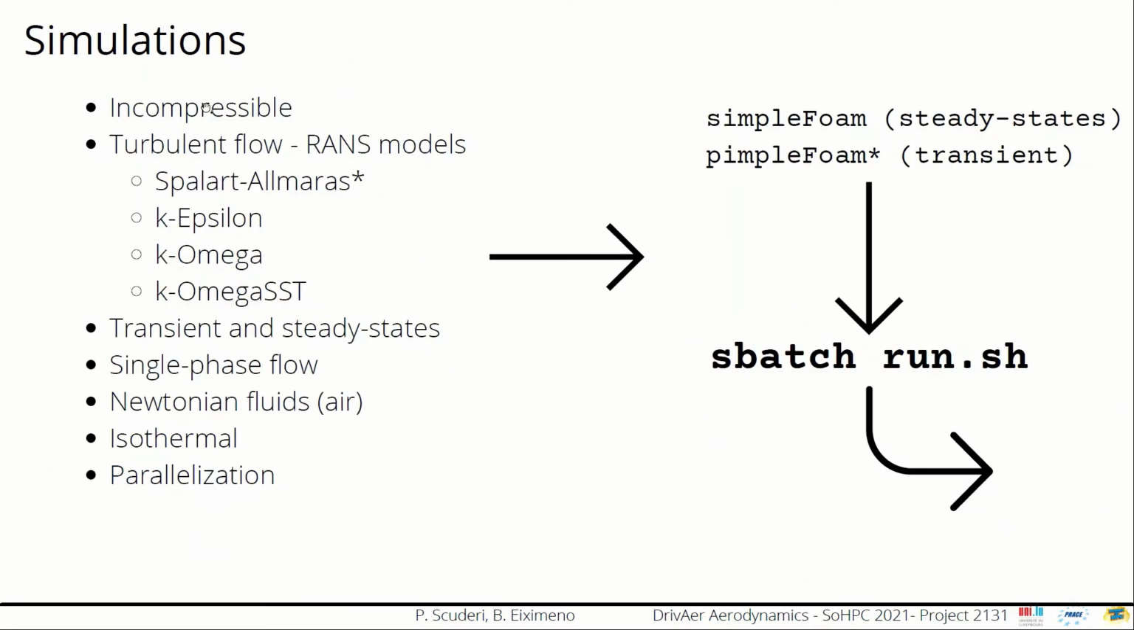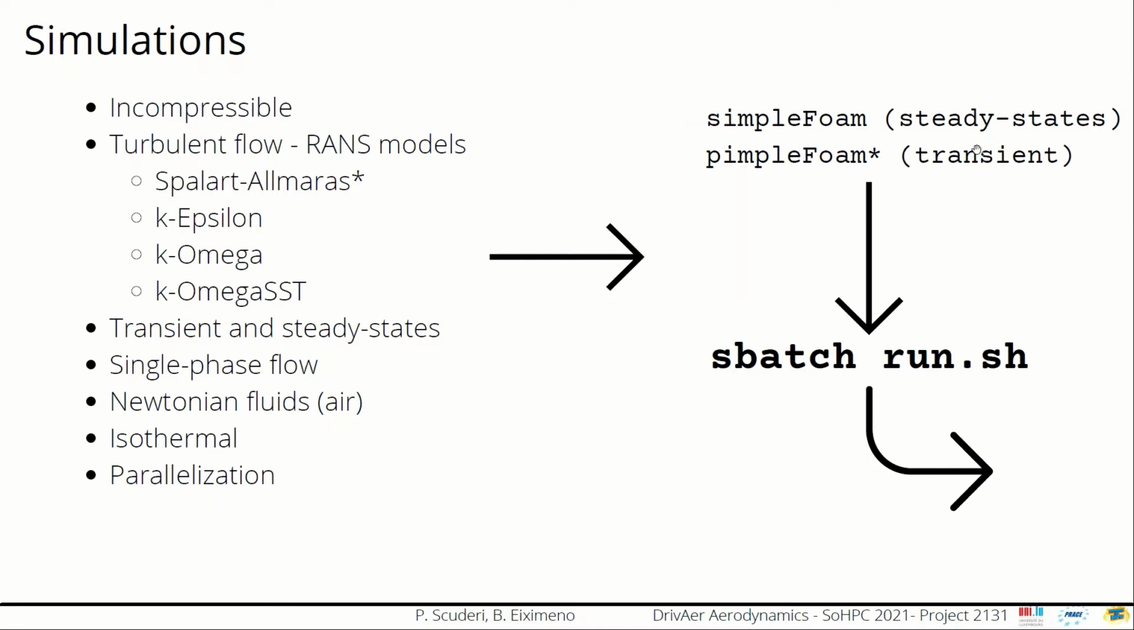So then for the simulations, our main simulations were incompressible and we used RANS models. We wanted to compare these four. Right now we are still waiting for some simulations of these Spalart-Allmaras, so we hope that we can present them in the report. And then here we also studied several details of the flow.